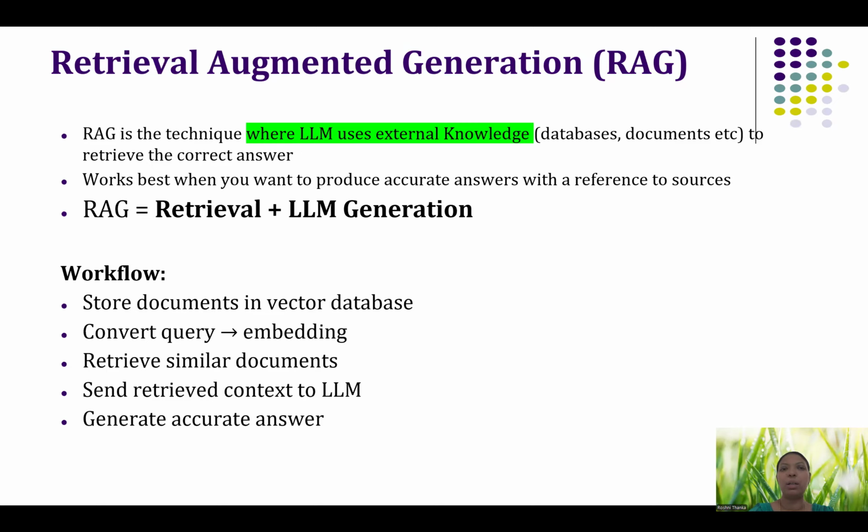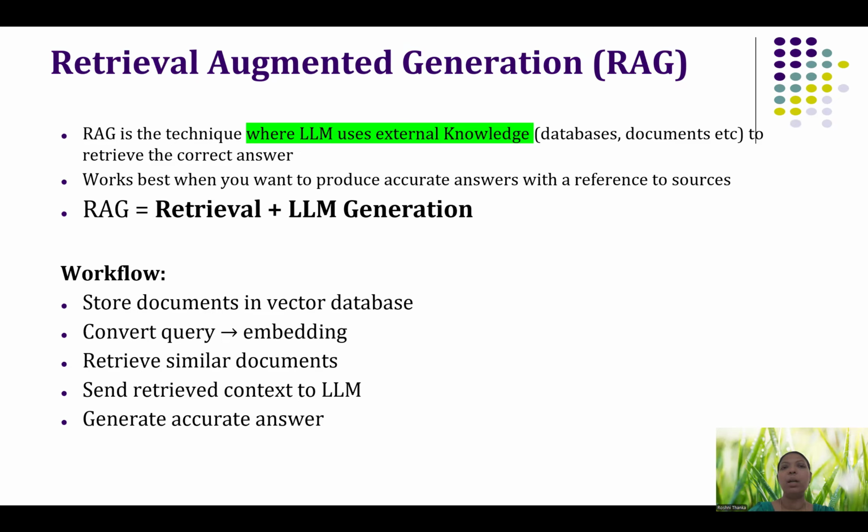So what does RAG stand for? It's retrieval augmented generation. Retrieval means it is going to use some external knowledge. The knowledge may be an external PDF, a website, a database, or any document. It is going to refer to the external knowledge and retrieve the correct answer. The query, meaning the question which we asked, and the answer which it got from the external knowledge, both will be sent to the LLM.